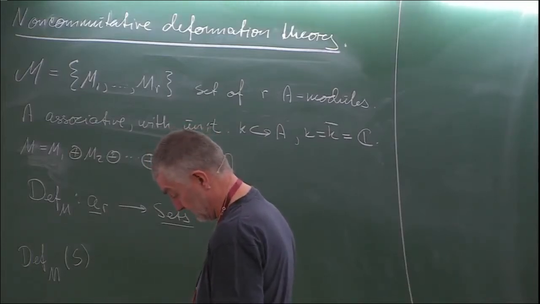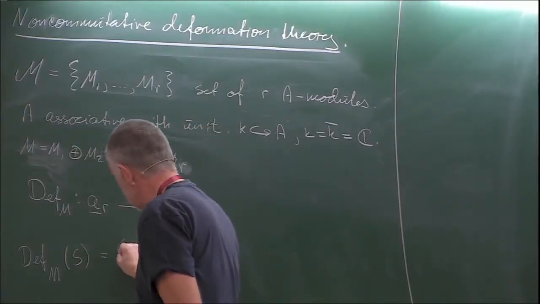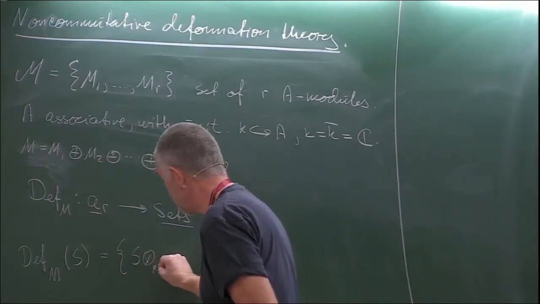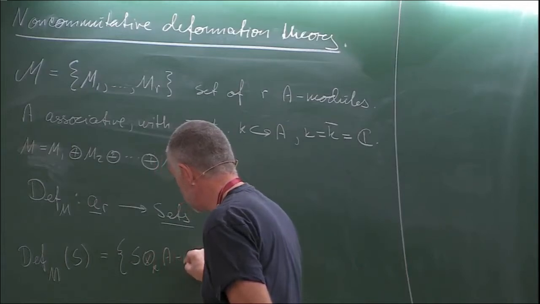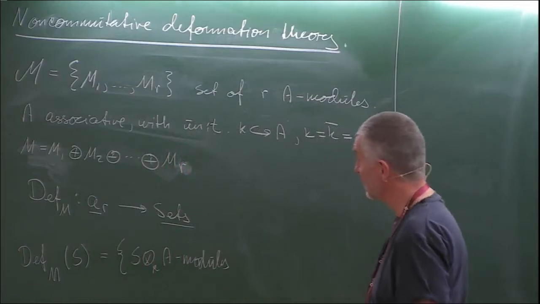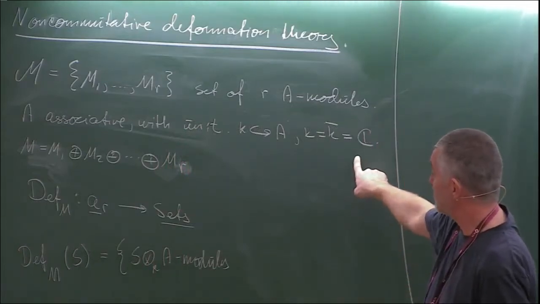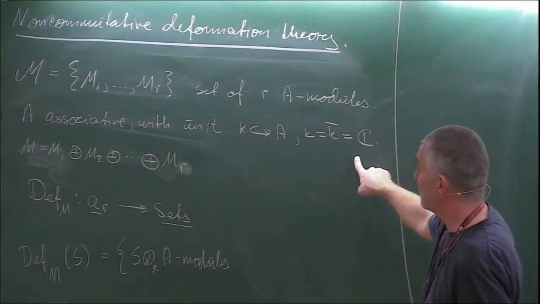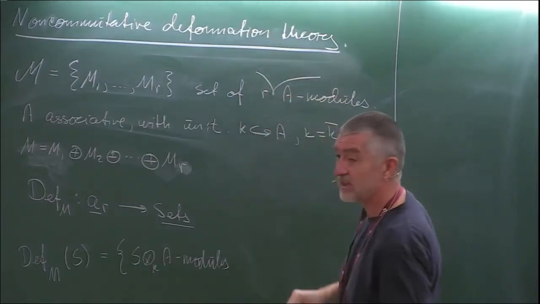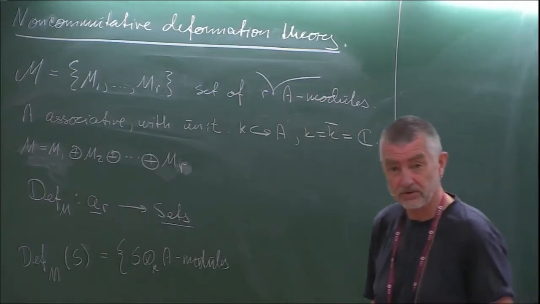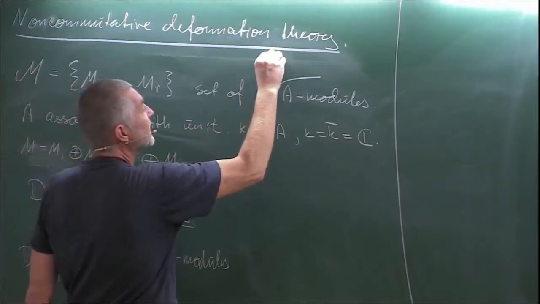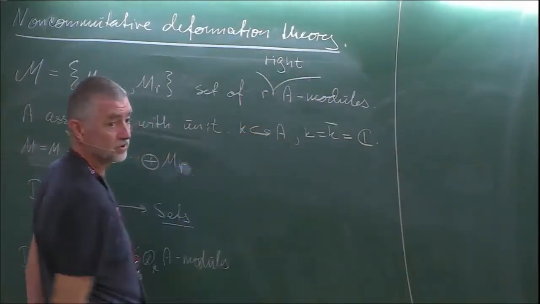Definition: M_S is the set of, exactly as before, S tensor K A modules. Well, I have to decide something here. For the computations, it is easiest to have right A modules. Note, A is not necessarily commutative. So then I choose right A modules.